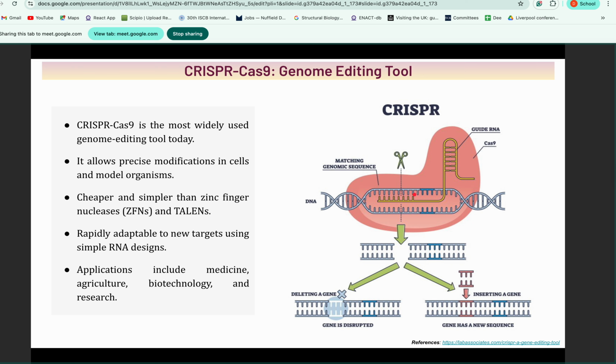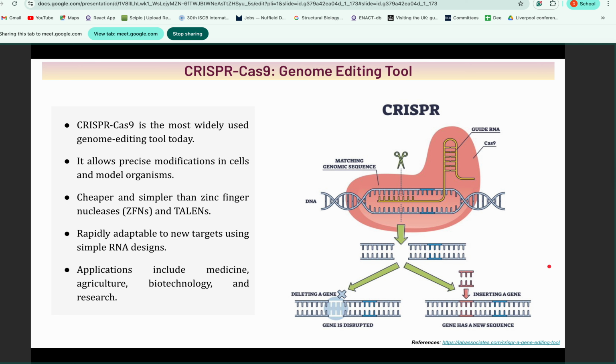So it will bind to it and it will make the double strand break. Now I can use the enzymes and I can insert the gene of interest. So I can give the homologous sequence so that the homologous base recombination takes place.